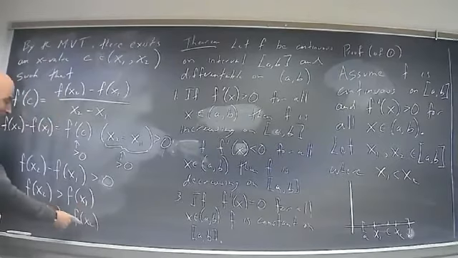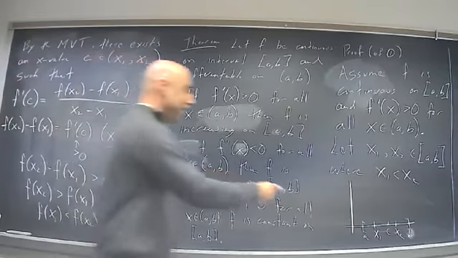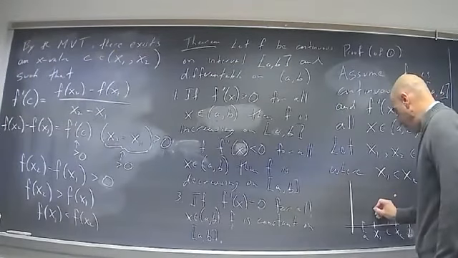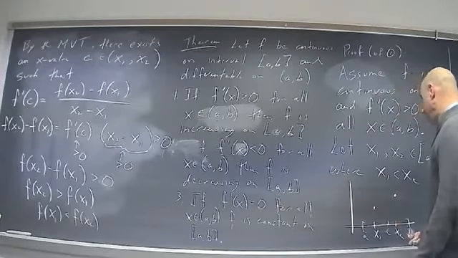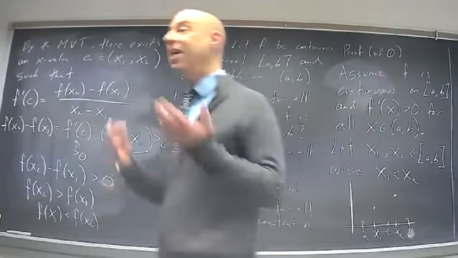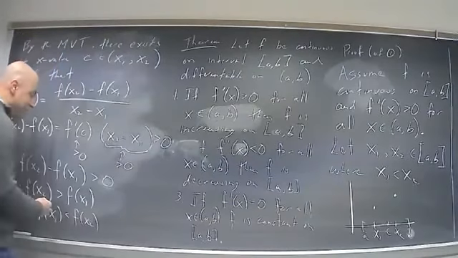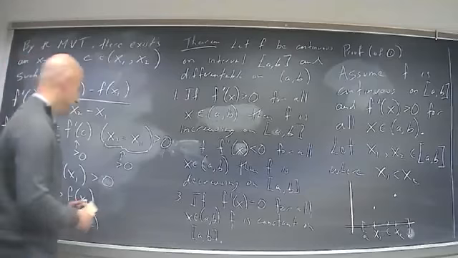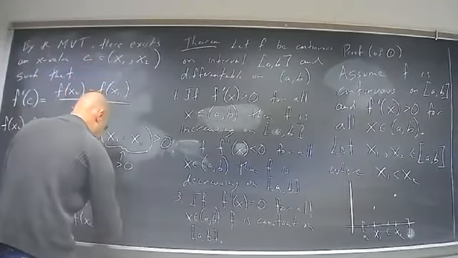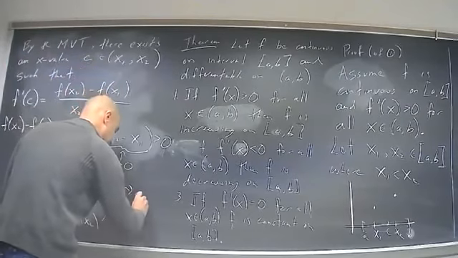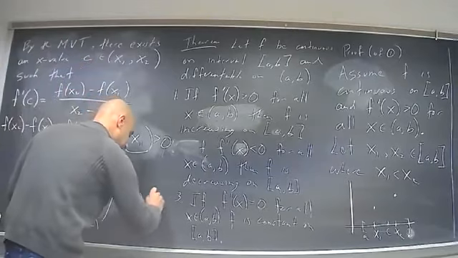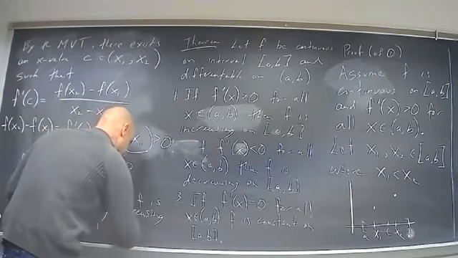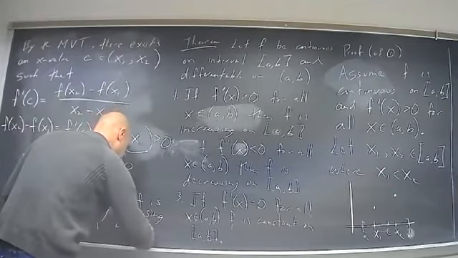So in other words, the y value of the point on the right is going to be higher than the y value of the point on the left. And it doesn't matter which 2 points I pick. The y value of the point on the right is going to be greater than the y value of the point on the left. Therefore, the function's increasing. So f is increasing on AB.